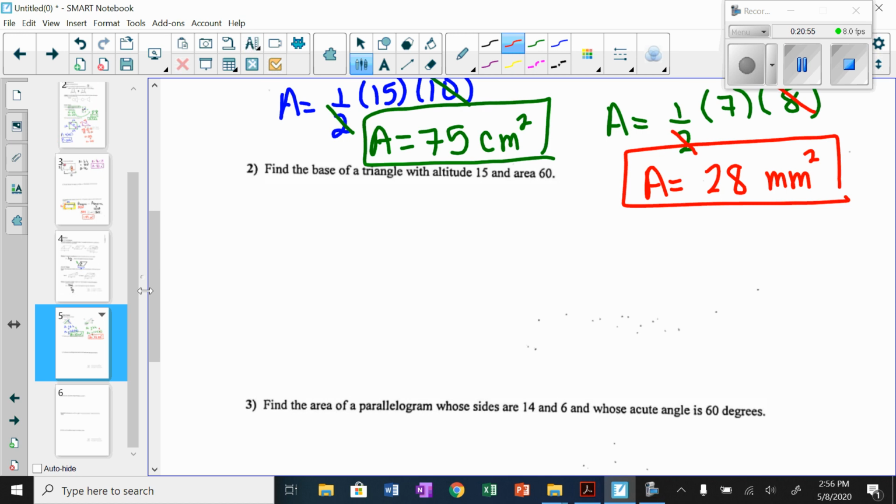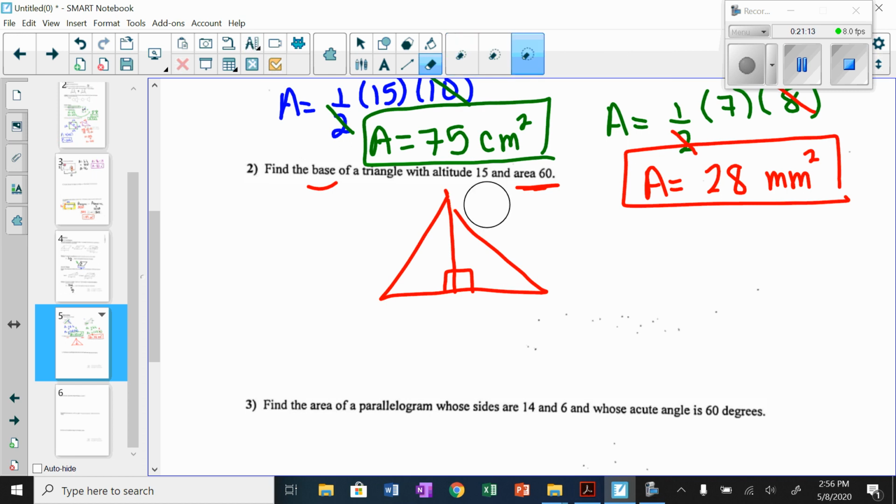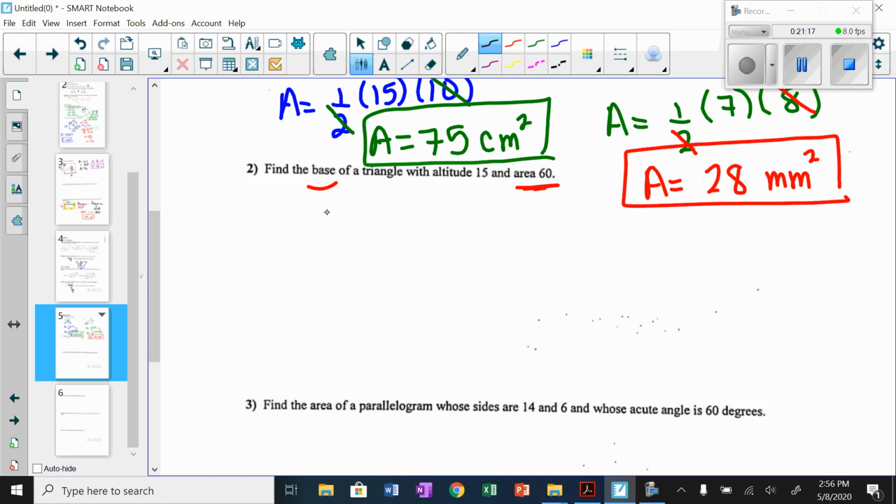Now we're being asked to find the base of a triangle with an altitude of 15 and an area of 60. So this time I'm giving you the area and I'm asking you to find the base. They're saying the altitude is 15. Now remember, an altitude of a triangle makes a right angle. Altitudes make right angles. So essentially they're giving us the height and they're asking us to find the base. Well, since they're talking about area, I'm going to write down the area formula. Area equals half base times height.